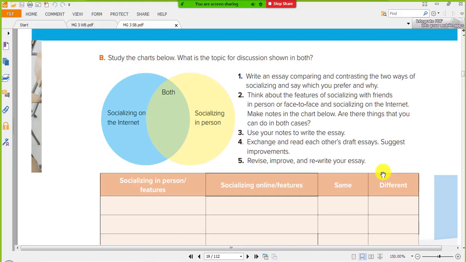Think about the features of socializing with friends in person or face to face and socializing on the internet. Make notes in the chart. Are there things that you can do in both cases? Use your notes to write the essay. Exchange and read each other's draft essays.